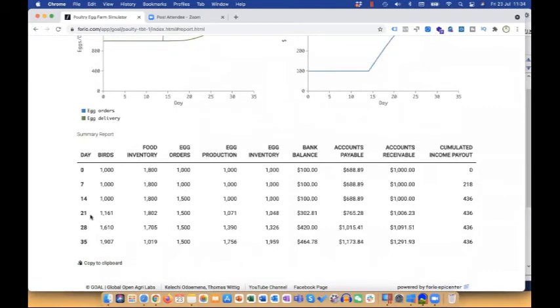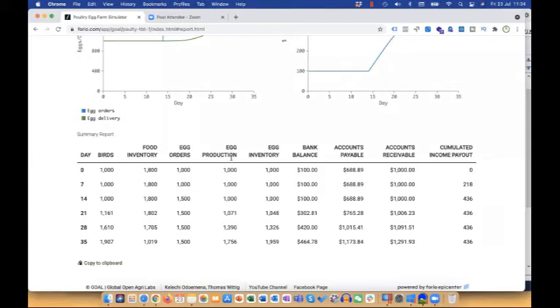So this is by week. After 7, 14, 21 days, how many birds we have, how much food, kilogram food we have in the inventory. You see that has been going down quite dramatically. This is the egg order rate. So we started out with thousands per day, but then our distributor said, oh, I need more of you, so 1,500. So we started to ramp up our birds.